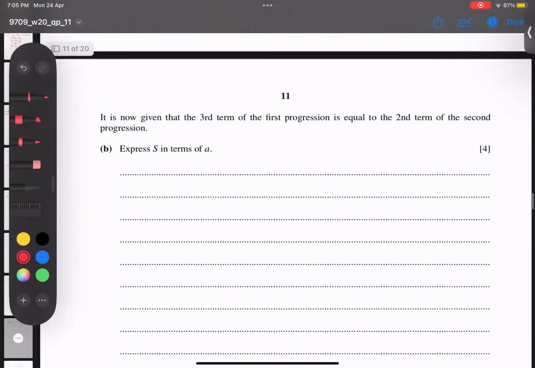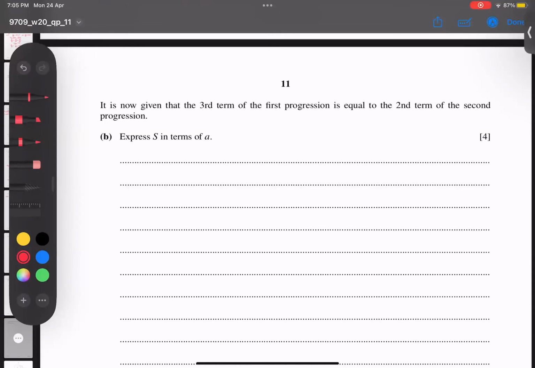Let's go for the next part. It is now that the third term of the first progression is equal to the second term of the second progression. So, you know, we have two progressions, as you know very well from the previous page. So the third term of the first progression equals the second term of the second progression. So let's try to find it.